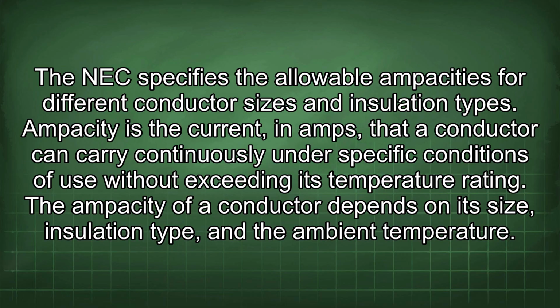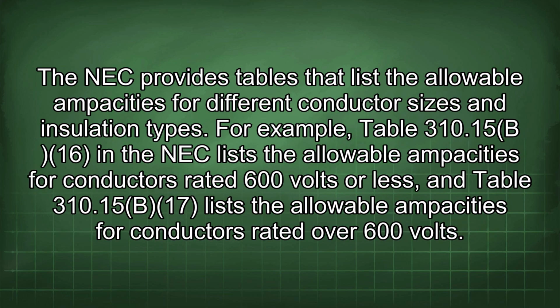The NEC specifies the allowable ampacities for different conductor sizes and insulation types. Ampacity is the current, in amps, that a conductor can carry continuously under specific conditions of use without exceeding its temperature rating. The ampacity of a conductor depends on its size, insulation type, and the ambient temperature. The NEC provides tables that list the allowable ampacities for different conductor sizes and insulation types.